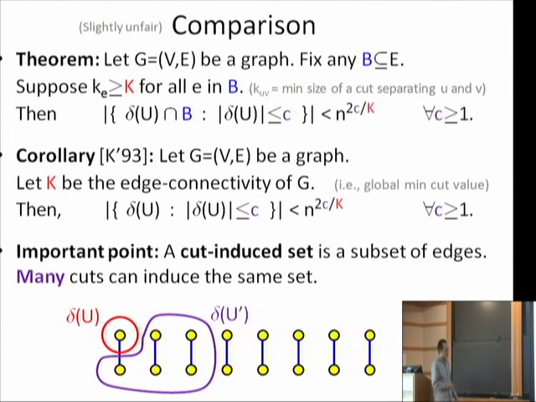So yes, there can be many cuts inducing the same set, but if I just look at the edge set itself, then there's at most n squared of them. In fact, n over 2 of them. That's a subtlety in the statement of the theorem. In taking its cardinality, we're implicitly throwing away duplicates. We're definitely treating it as a set, not as a multi-set.